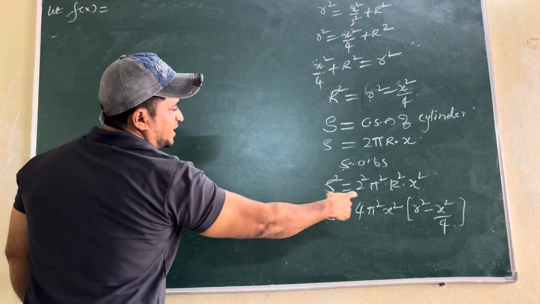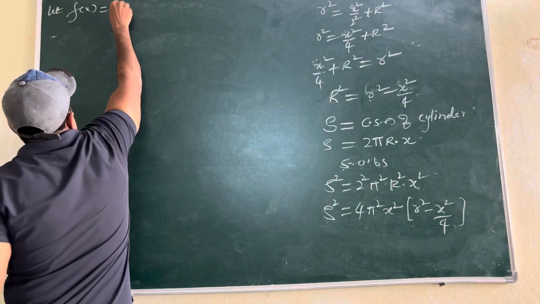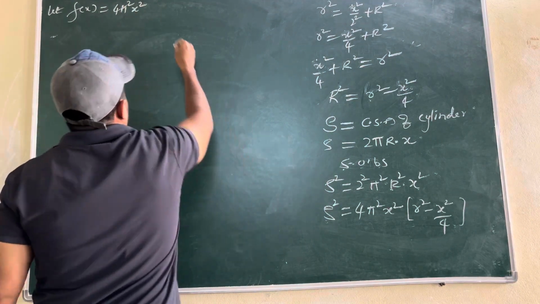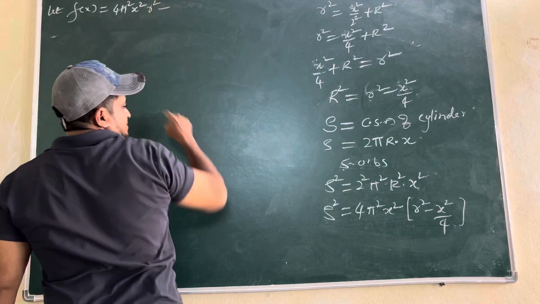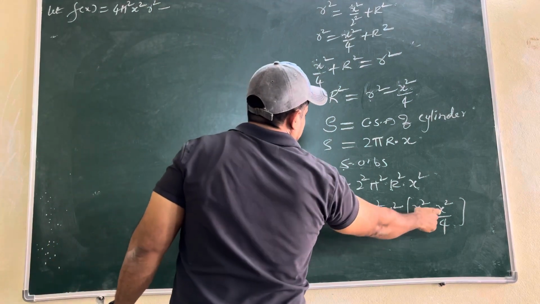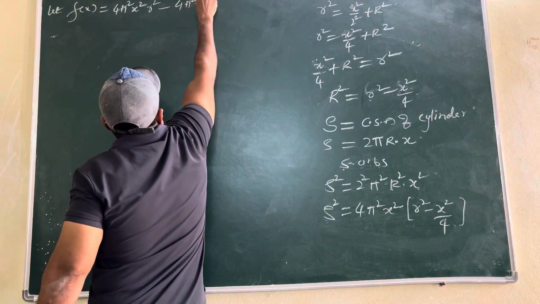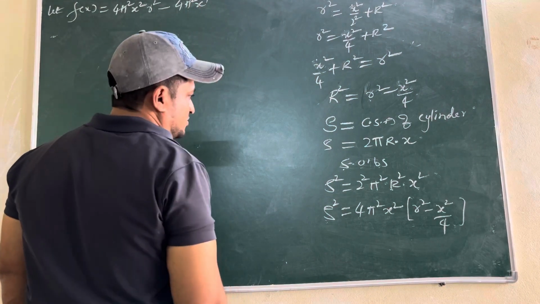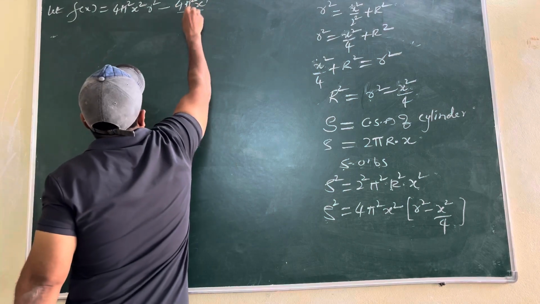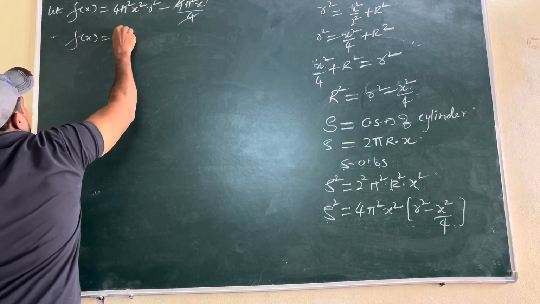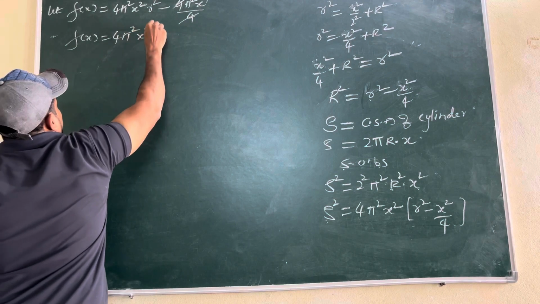Then this s square becomes f of x. These two terms you can multiply. First one into first one, 4 pi square x square, then r square, minus 4 pi square x square into x square is 4 pi square x power 4 divided by 4. These two cancelled. Once we got the f of x value, what will we do once we have f of x?